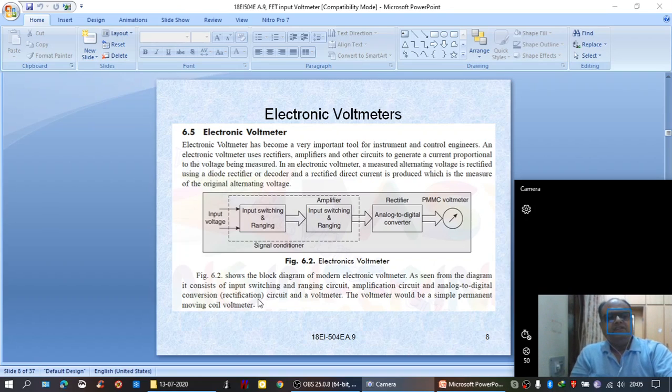DC also is an analog signal only, actually. Digital means it will be in terms of binary, a stream of zeros and ones. So please make a correction here. It is not analog to digital. It is actually a rectifier. AC to DC, you can say, a rectifier circuit and a voltmeter. The voltmeter would be a simple permanent magnet moving coil voltmeter.